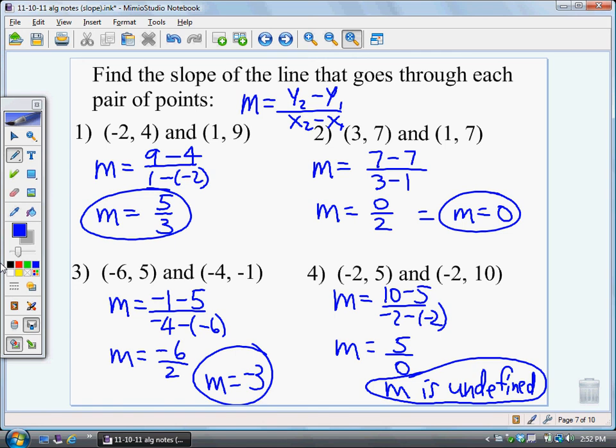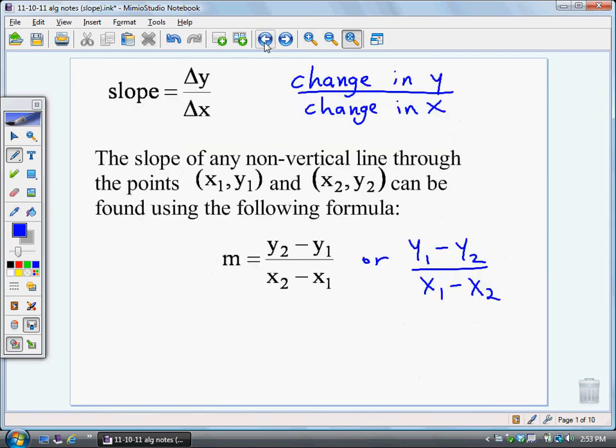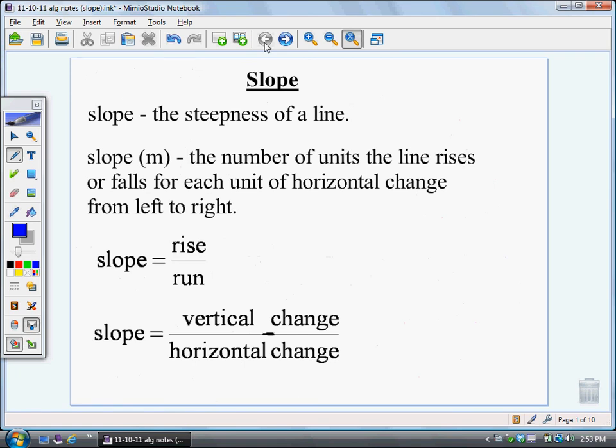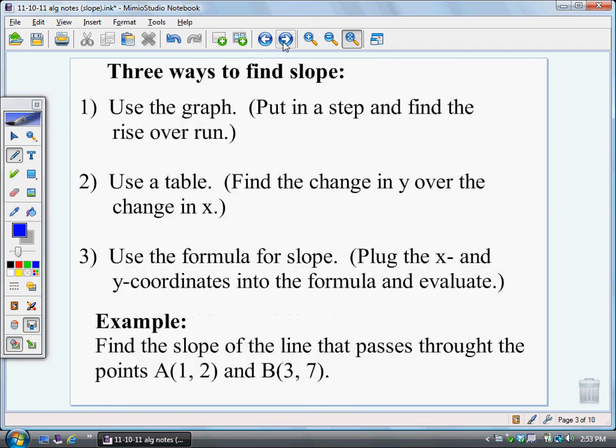So again, to quickly review about slope. Slope tells us how steep a line is. It's the rise over the run. There is a formula. I showed you 3 ways in the video: using a graph, by putting in a step, using a table to find out how much x and y change, or using the formula. And we did 3 examples.